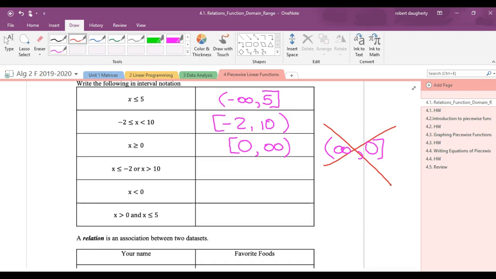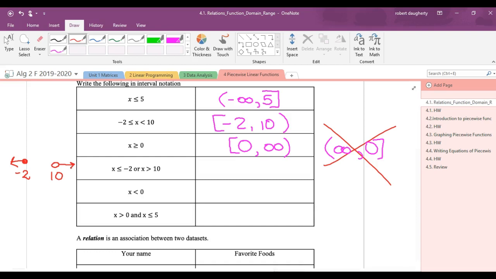Okay. What about numbers that are less than or equal to negative 2 or greater than 10? So if I had negative 2 and a 10, what does it mean to be less than or equal to negative 2? I would be shading which numbers, to the left or right? Numbers to the left of negative 2. And then with 10, numbers that are where? To the right of 10, okay? How many intervals did I just draw here?